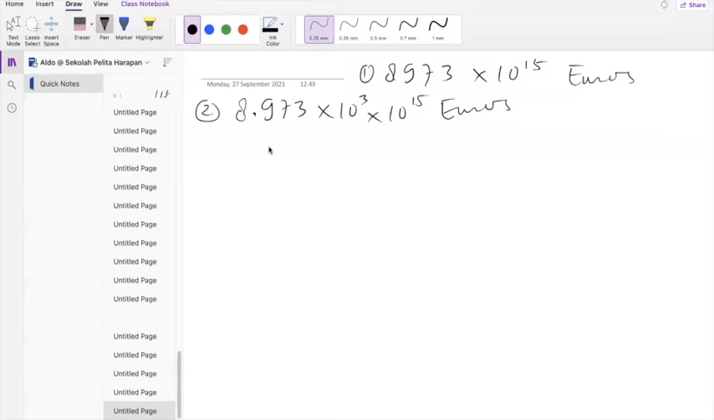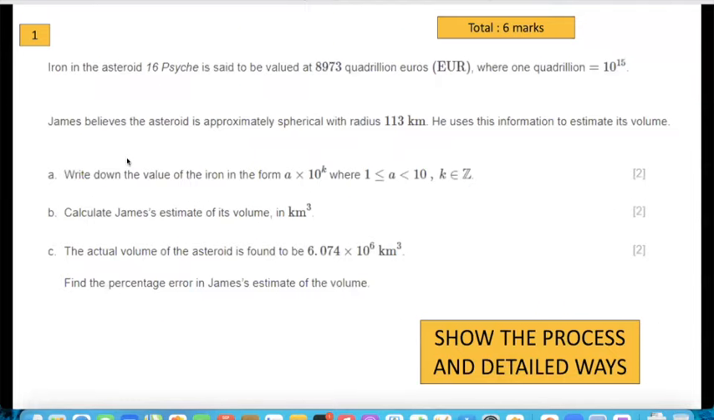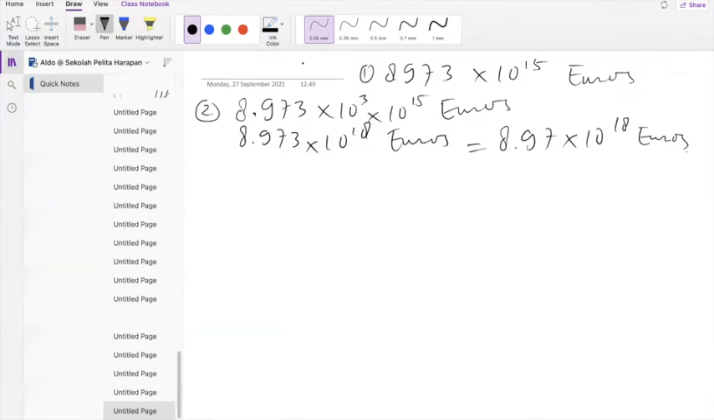Okay, so we have 8.973 times 10 power of 18 euros. Now, as a matter of fact, it's 2 decimal places, so it's better to put it like this. This is the answer for number 1A. Now we go to number 1B.